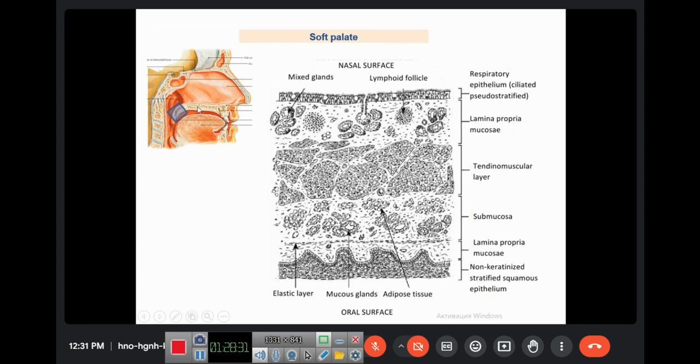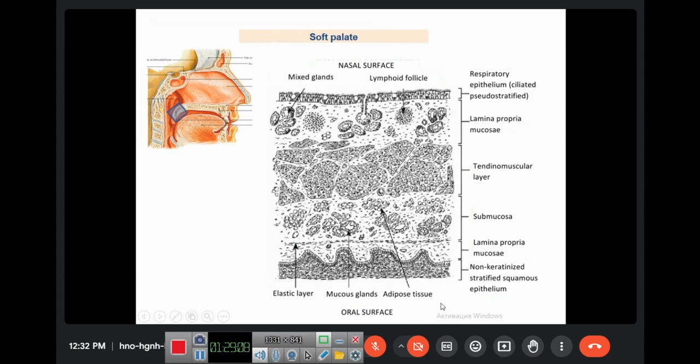As the hard palate, the soft palate also has the nasal surface and oral surface. The nasal surface has only mucosa with no submucosa. Mucosa contains respiratory epithelium, ciliated pseudostratified epithelium, and lamina propria mucosa with a lot of mixed glands which produce mostly mucus, and also lymphoid follicles with lymphoid tissue.